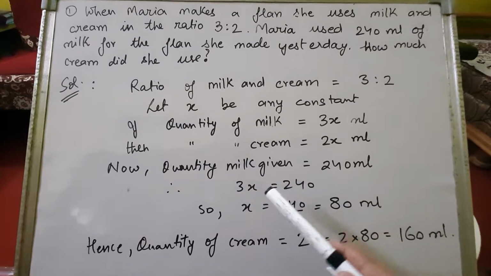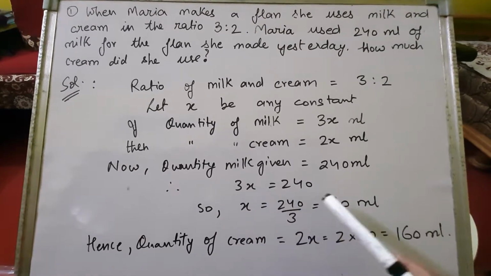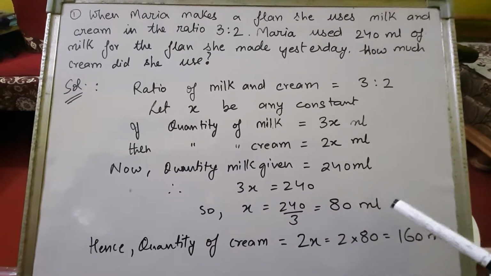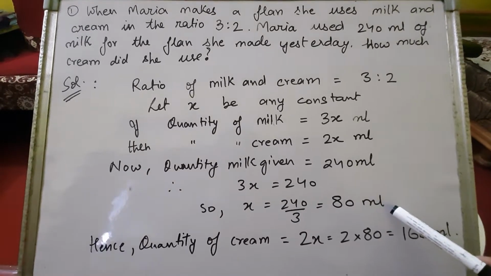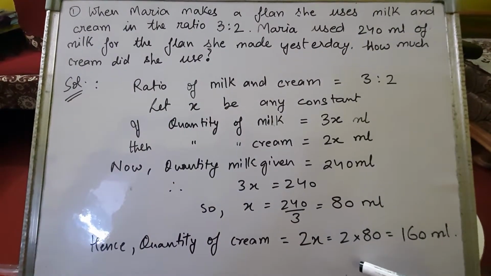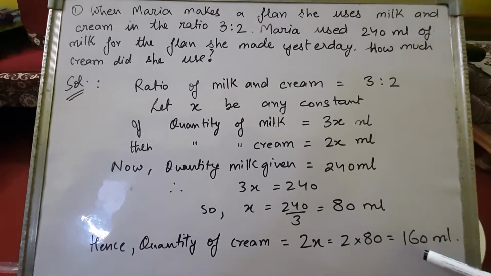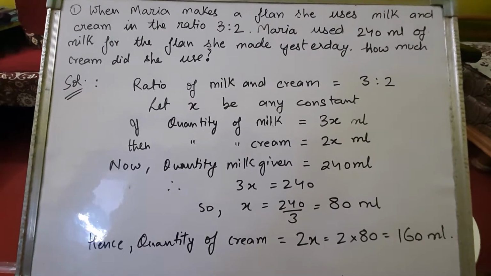Now that means 3x equals 240. So when we cross multiply this 3 here, what we'll get? x equals 240 upon 3, then the value of x will be 80 ml. Right, children? So the quantity of cream will be 2x, that is 2 into 80 equals 160 ml. Understood, children? Note down, please.